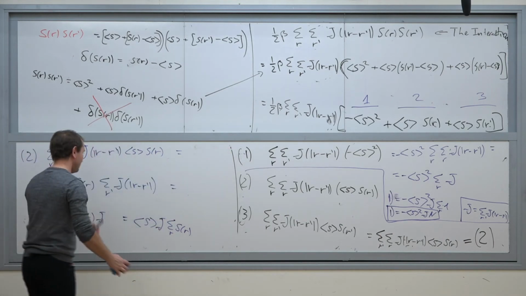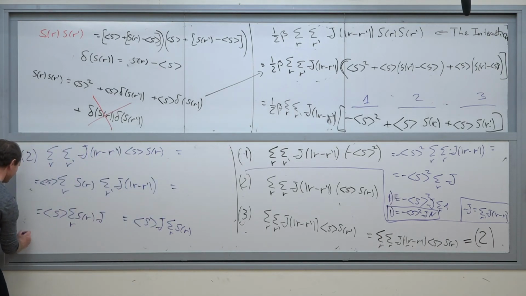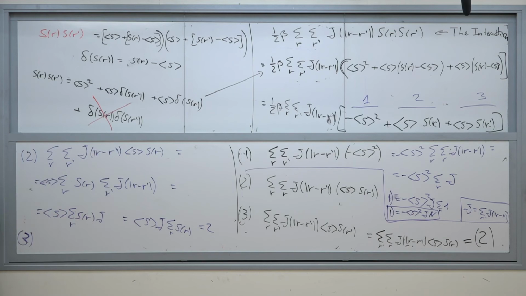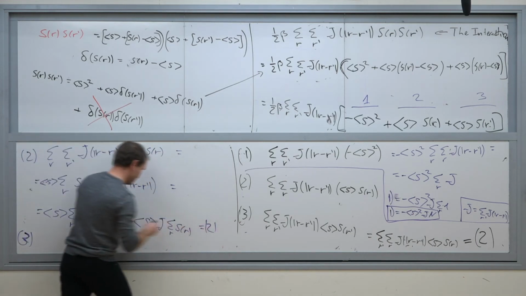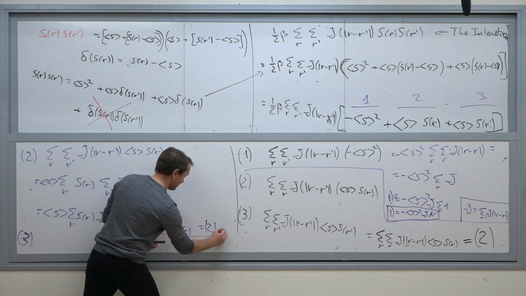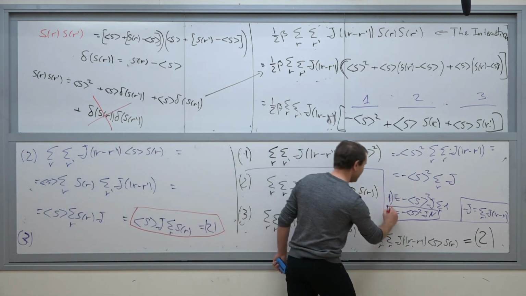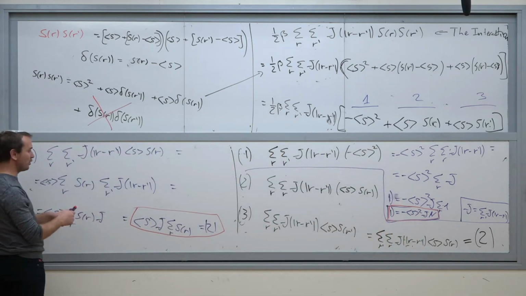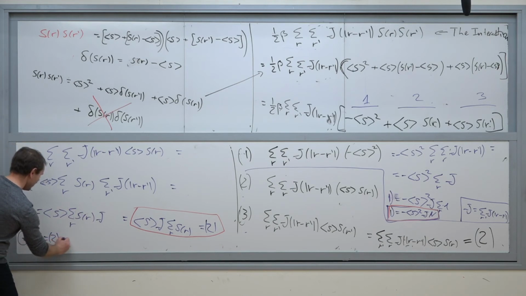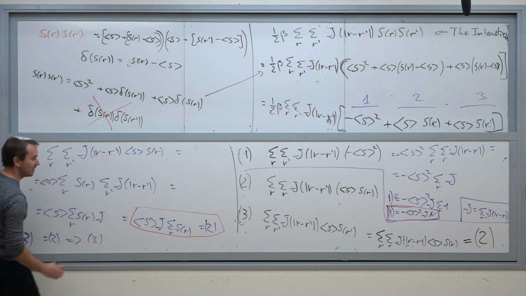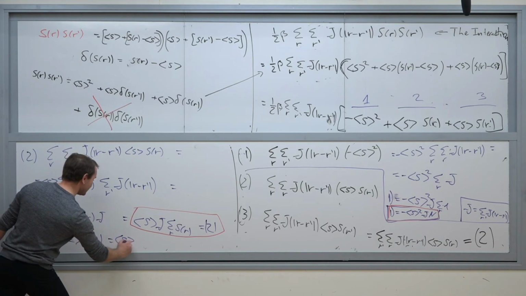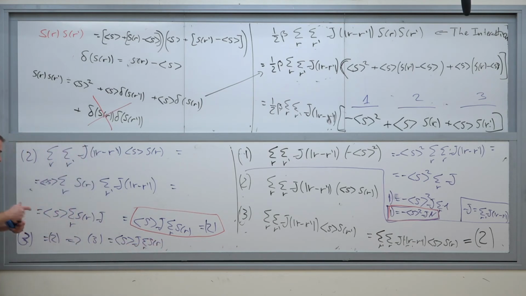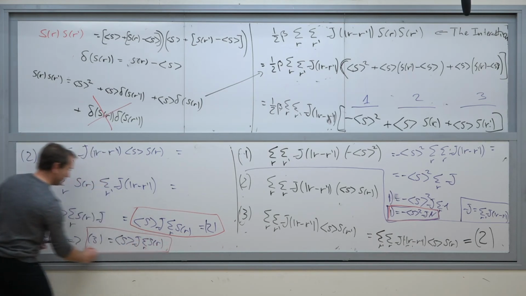Okay, so the third one is then, it goes 2. This is 1. And the third one, we know that the third one equals 2, which means that the third sum equals s, j, sum of r, s of r. Great.